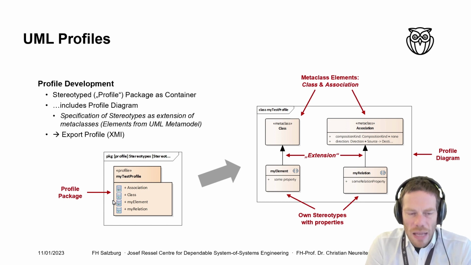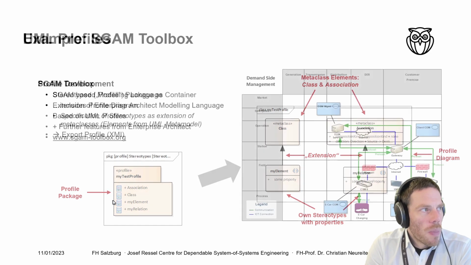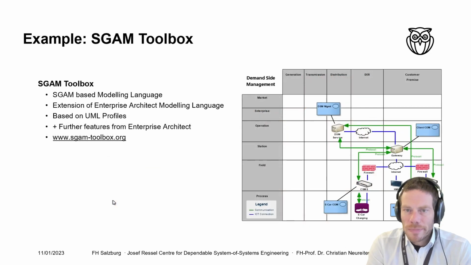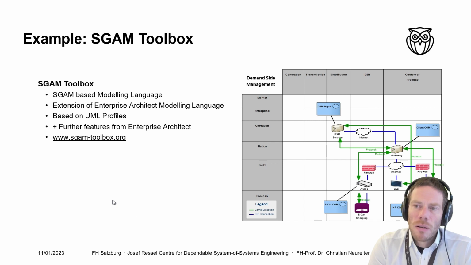So what do we have in the end? Well, in the end, we have a modeling environment where people will find a UML diagram that looks like this straight behind me. So here you see the SGAM grid pattern as the background of our diagram. So we also managed to tailor the diagrams to appear in this matrix style.